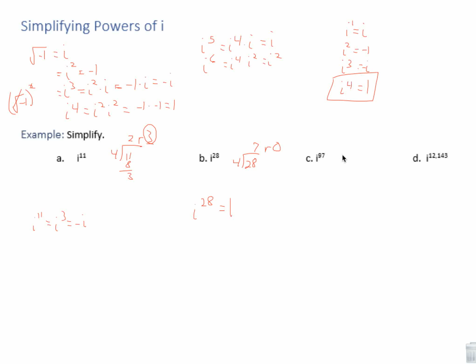Divide 97 by 4. Now, there are some things we can think through, but let's just do this. This is going to go in twice. We have 8. Subtract, we get 1, bring down the 7. That goes in 4 times. 16, subtract, and we get a remainder of 1. So this 24 really doesn't matter to us. The remainder 1 is what we're concerned about. So with a remainder of 1, this will just be equal to i. So i to the 97th will be equal to i, because that's what i to the first was.